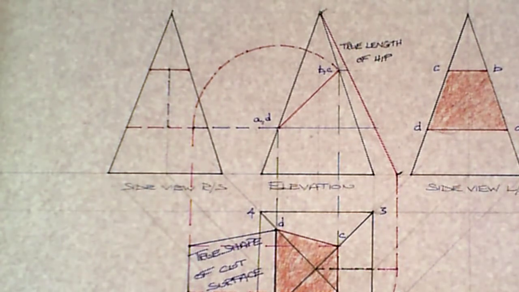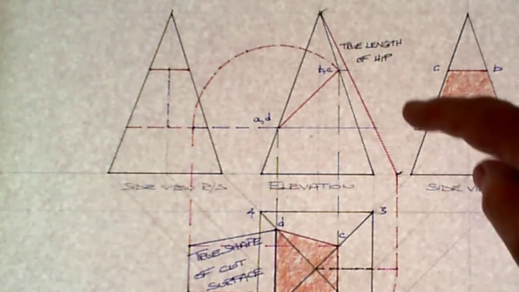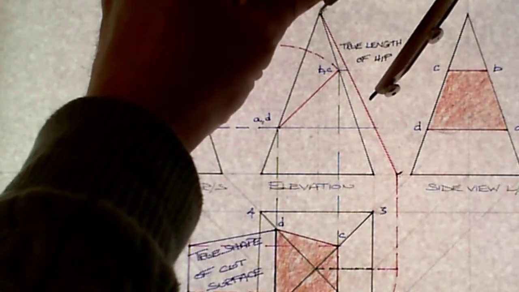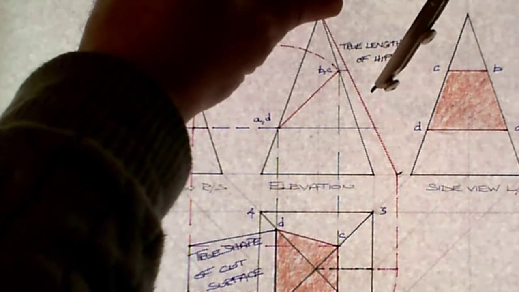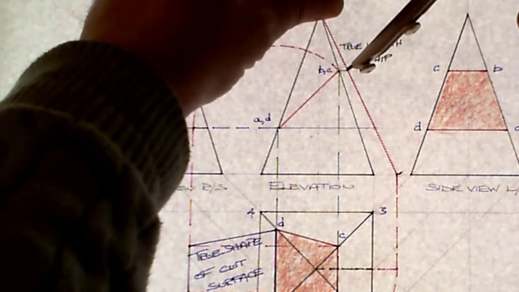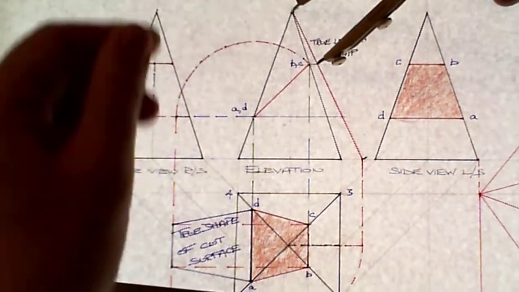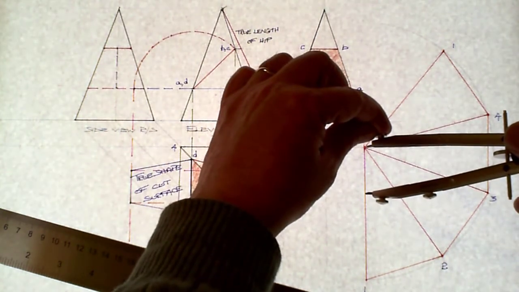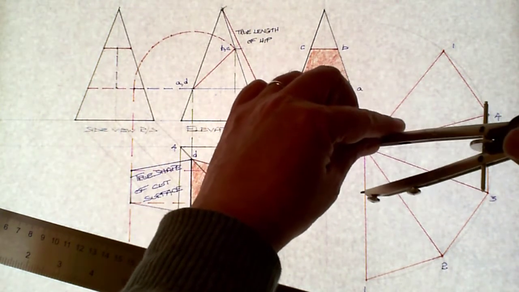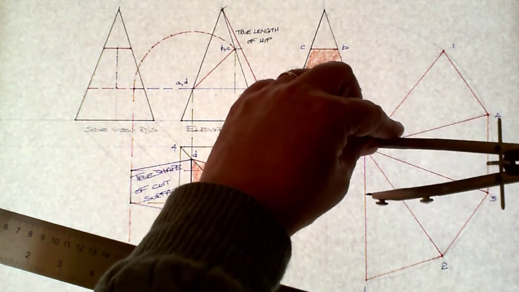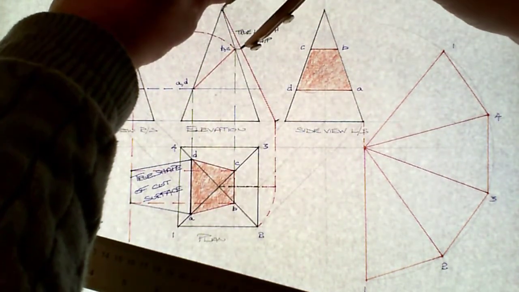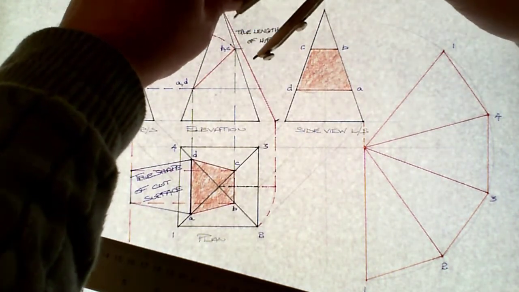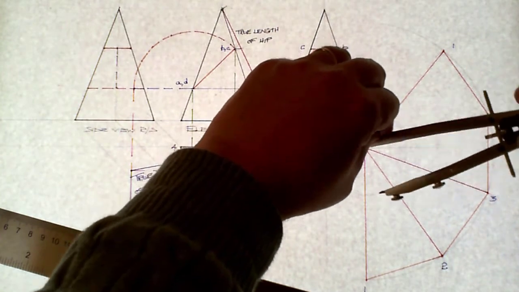Now I get two lengths for my compass from the true length line here. So I get the first one, the BC one, off the true length there, and I put it to the top of the development, and I pull that around. Now just check that again. So BC here, and I pull that around.